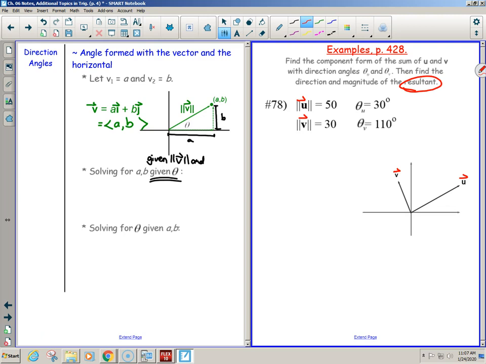Resultant. What word do you see in resultant? Result. The answer. Yesterday, kind of the answer, but the answer to what?